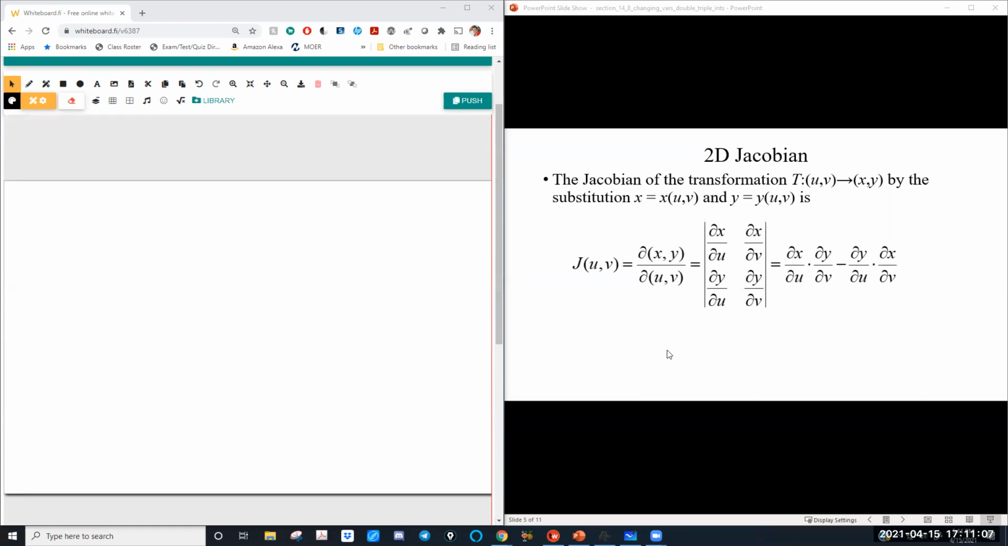Depending on which way we're doing our transformation, the Jacobian can also go in the other direction. Most of ours are going to be changing XY into UV, but I just want you to be aware of this. But let's do an example. Let's make this a little bit more concrete, okay?